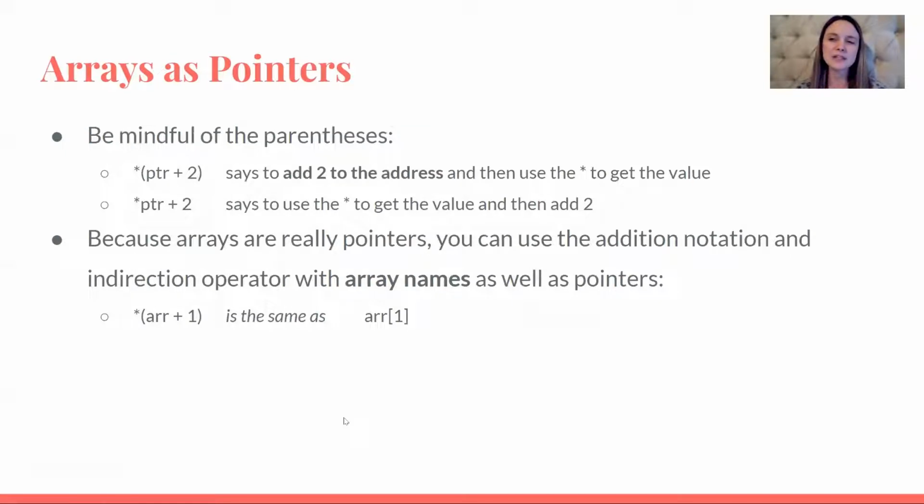I mentioned that parenthesis notation on the last slide, and you do need to be really careful with those parentheses. There is a difference between having parentheses around this or not. Here I'm saying add 2 to the address and then use the indirection operator to get the value. But here I don't have parentheses, so I say get the value and then add 2 to it.